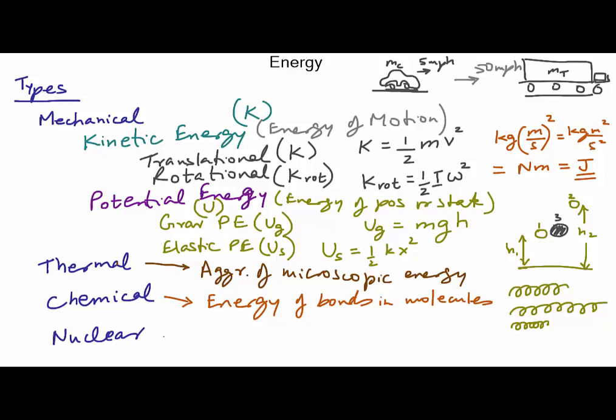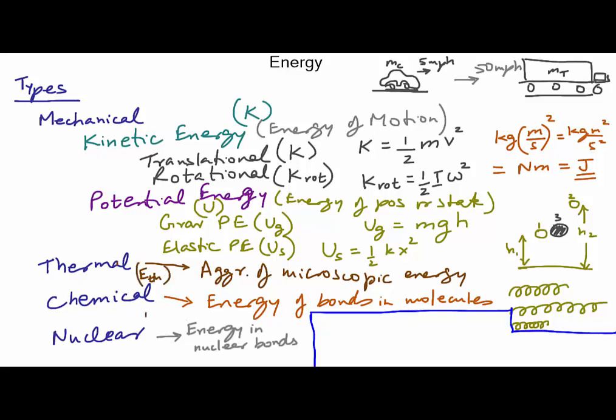And finally, we'll talk about nuclear energy, which has to do with the binding of protons and neutrons in a nucleus. When you change those bonds, you end up releasing an enormous amount of nuclear energy. And by the way, we will call these E_th for thermal energy, E_chem for chemical energy, and E_nuclear for nuclear energy.